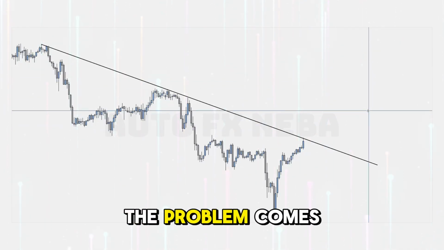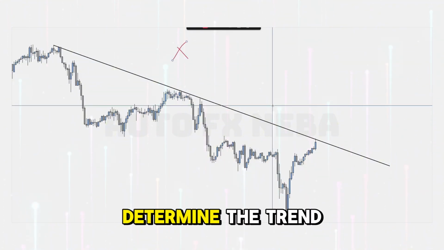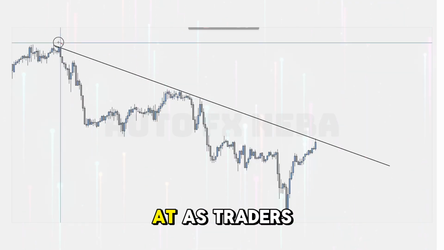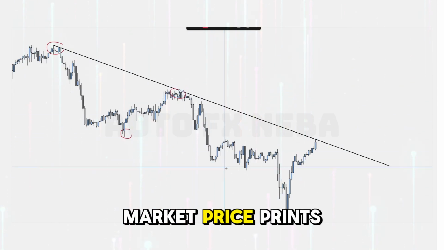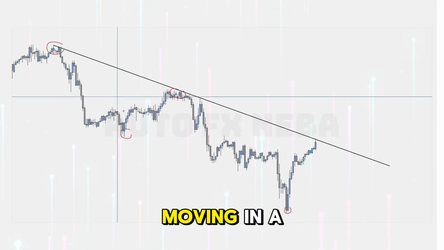Now, here's where the problem comes in. A trend line does not actually determine the trend direction of the market. See, what we should always be looking at as traders is the highs and the lows that the actual market price prints. If we take a look at this market, we can see we are clearly moving in a downtrend.